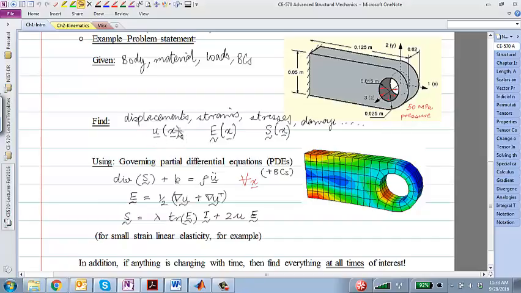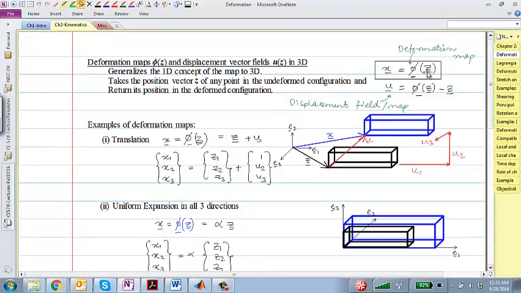Displacements here are very tightly related to the deformation map, because displacement is nothing but the deformation map, that is the final position minus the initial position. So if you know the map, you know the displacements. If you know the displacements, you know the strains. If you know the strains and you know the material properties, you can find the stresses. So really, it's the deformation map that you want to find in a structural mechanics problem. If you find it, you can compute everything else about the deformation and the structure response.